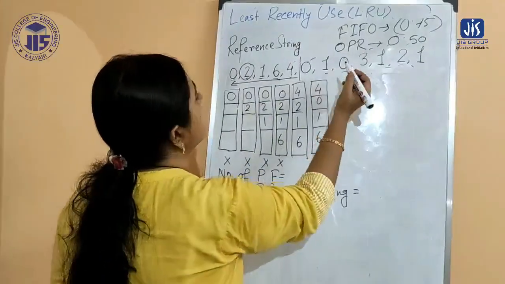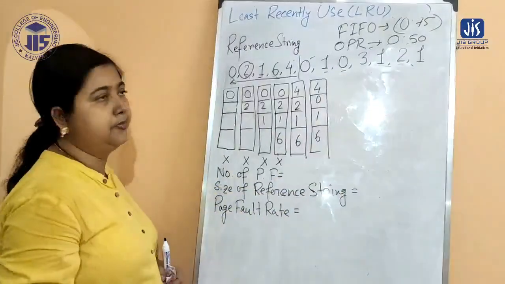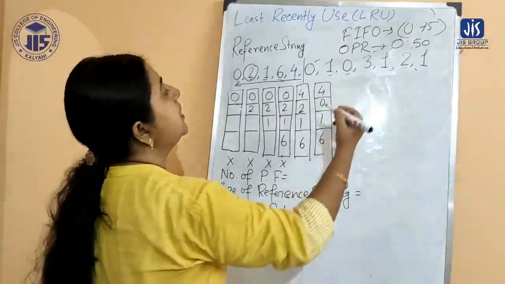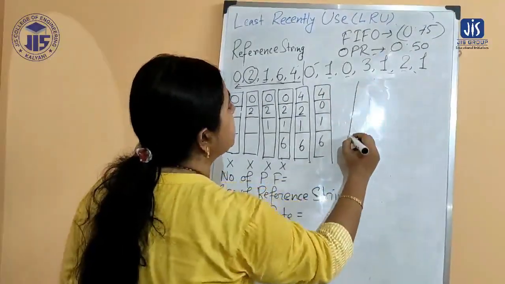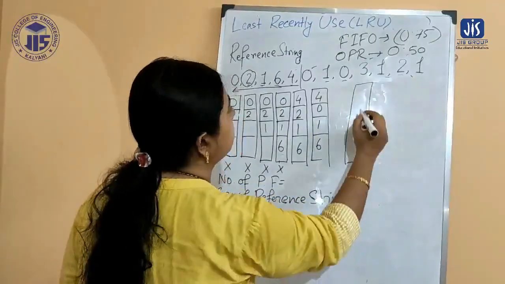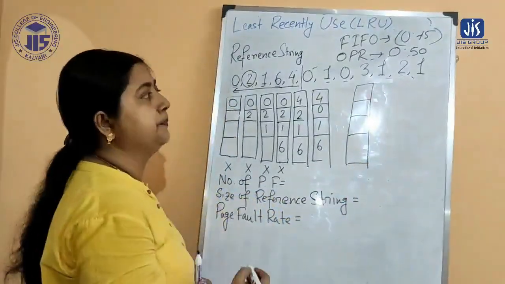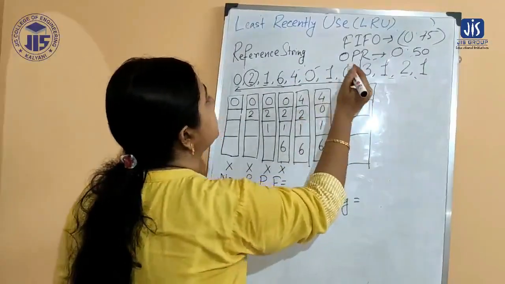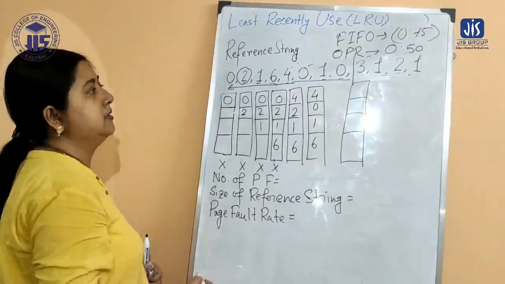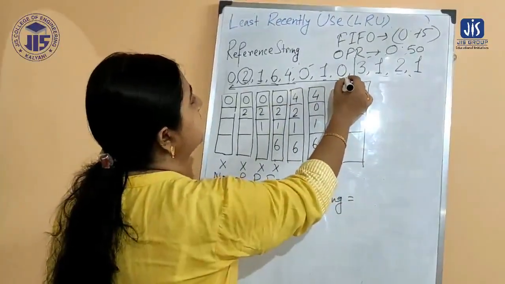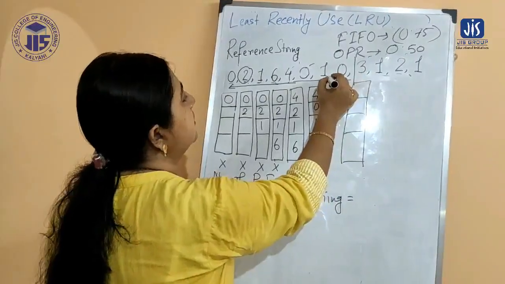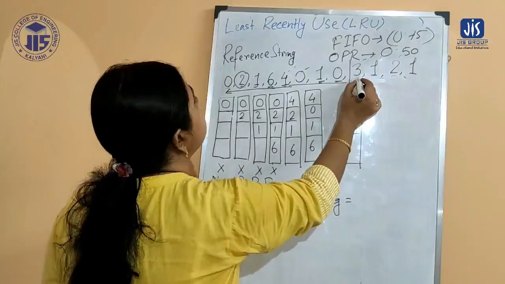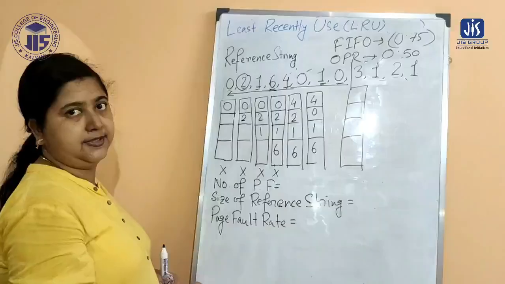Now we have a 1 basically. So for 1 no replacement is required. We have 0. For 0 also no replacement is required. Now 3. 3 is not here. So replacement is required for 3. So now we are here. So from this position I need to look in the past. So 0 is used here. 1 is used here. 4 is used here and 6 is used here. So obviously 3 is going to replace 6.